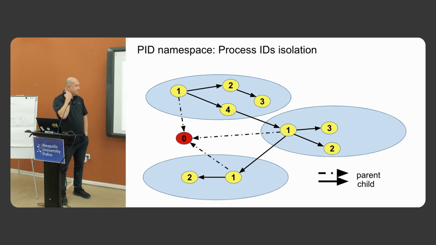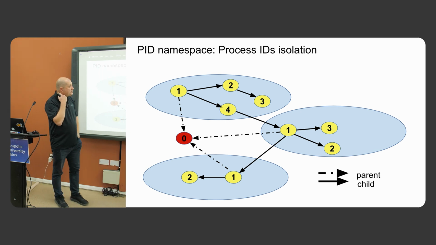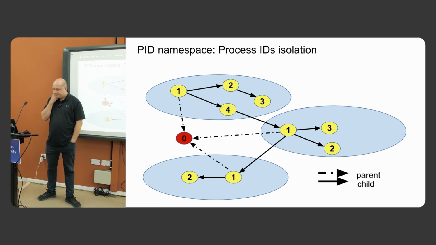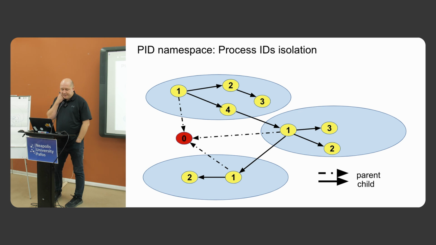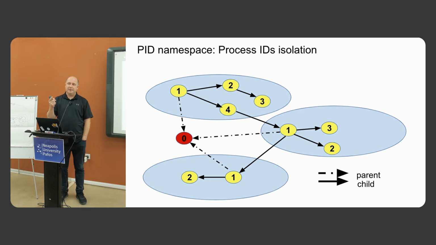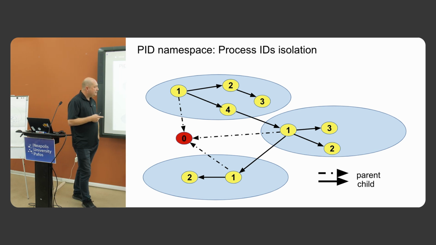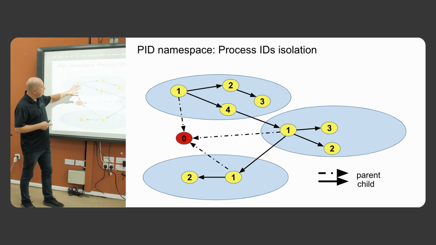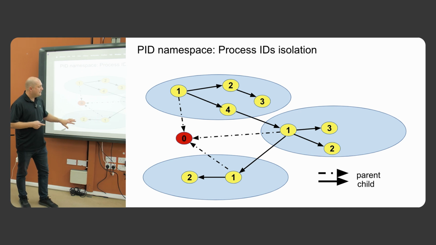UTS namespace, and if I use set host name, it will be applied only for this child process. PID namespace, or process ID isolation. So when we create a container, we create a new PID namespace. And this is like different PIDs in different namespaces.